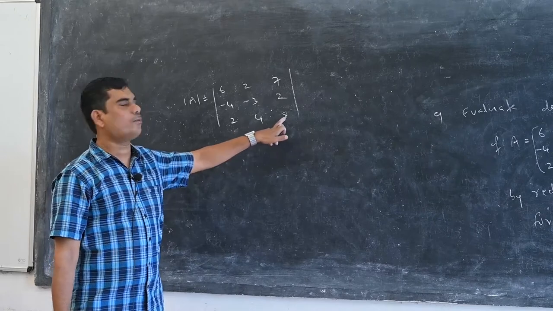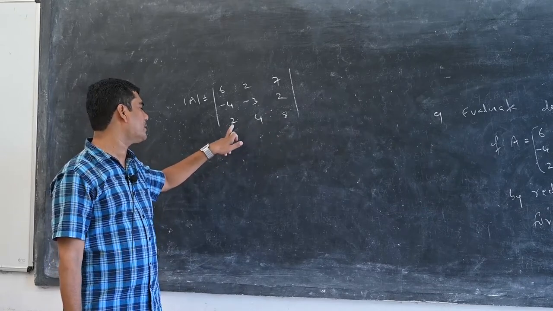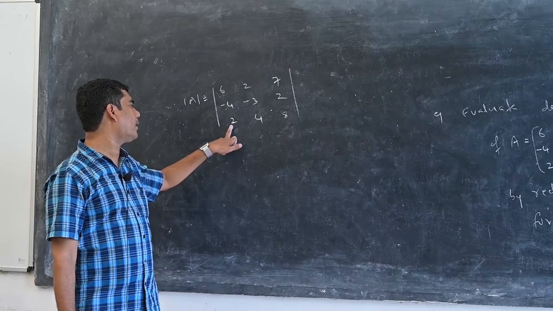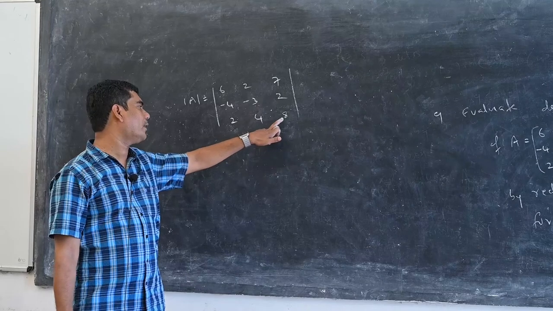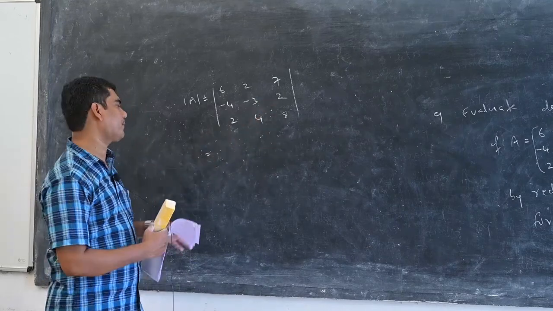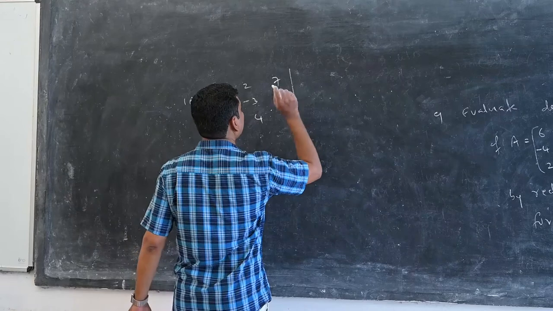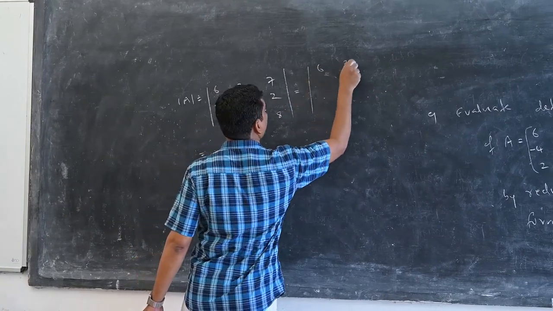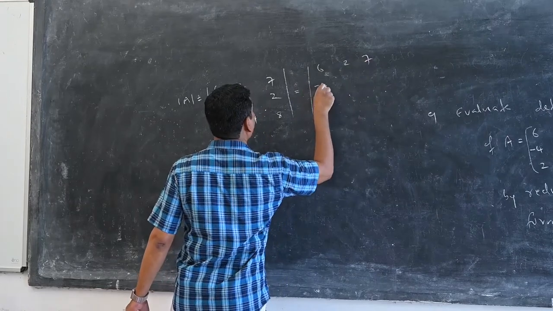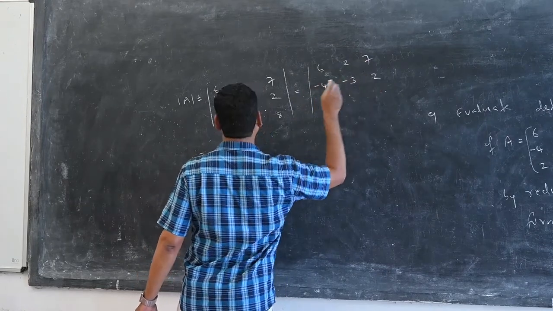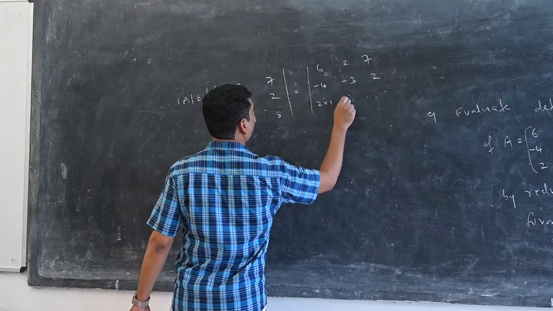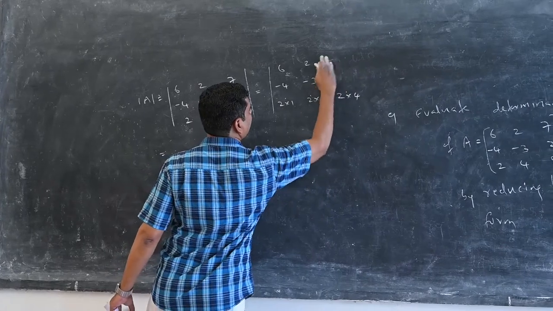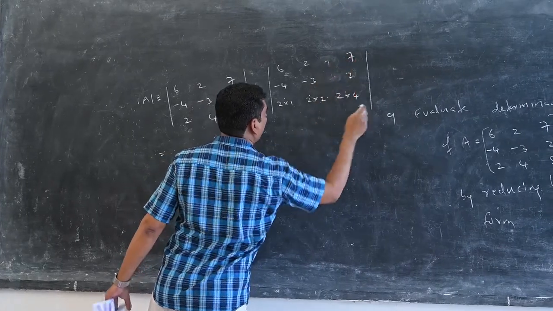In this determinant, take the third row, 2 is a common factor. So this is equal to 2 into 1, 2 into 2, 2 into 4. In the third row, 2 is a common factor. So this is the determinant of 6 2 7, minus 4 minus 3 2, it is 2 into 1, 2 into 2, 2 into 4.